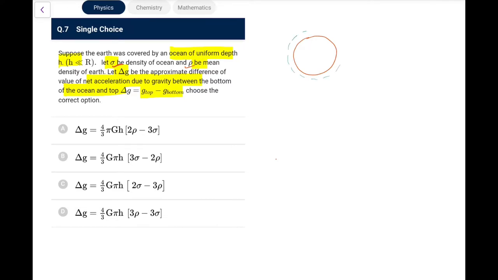So let's consider, let's say this is the earth and this is the layer of ocean that we are talking about. Now this is the topmost point, this is the bottommost point. Now, first of all, g at bottom would be the normal g that we write as 4 by 3 pi rho G R. R is the radius of the earth. Let me mark it here also, this is R and this is h.